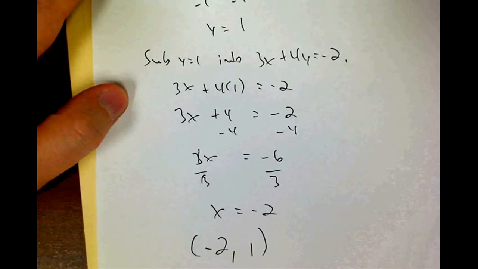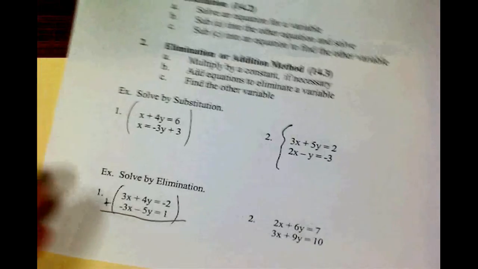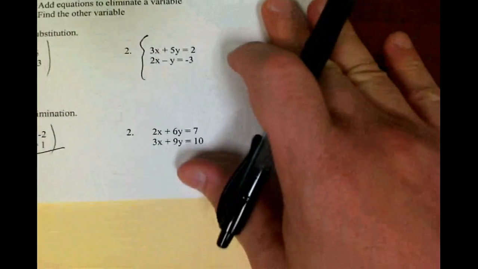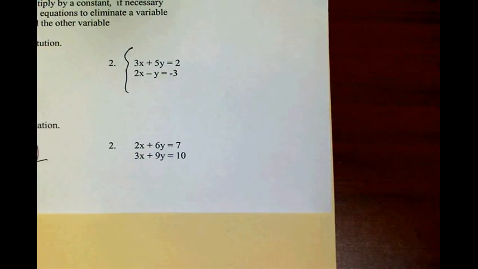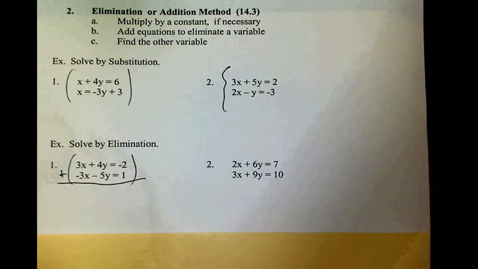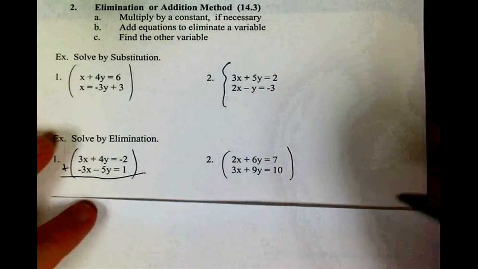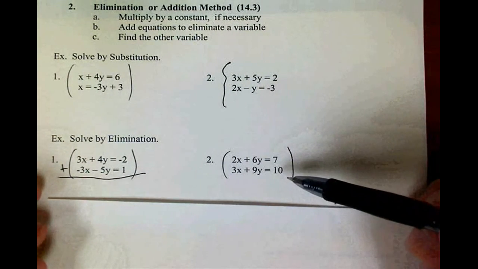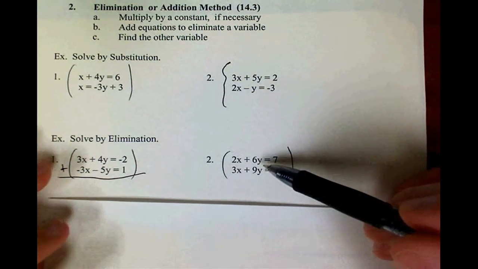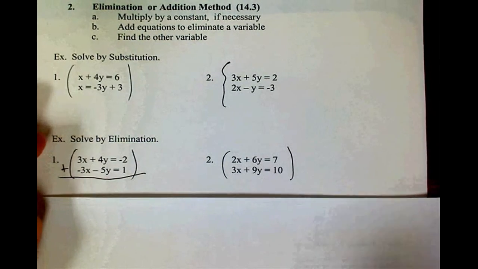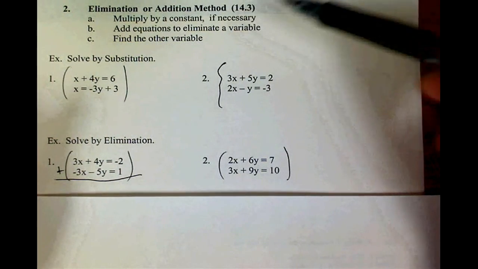Now the next one isn't near as easy. I'm not gonna lie to you. Not even close. Because if you look at these and you try to add, nothing's eliminated. That gives you 5x, that gives you 15y. It's not good. So now we've got to use what we're allowed to do: multiply by a constant and add the equations. We've got to multiply by a constant first.